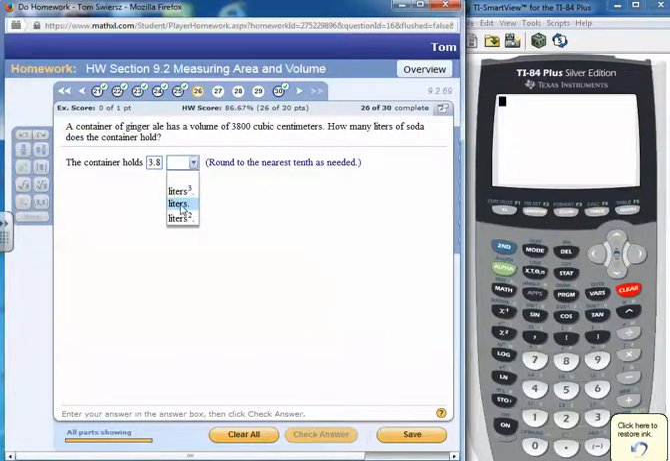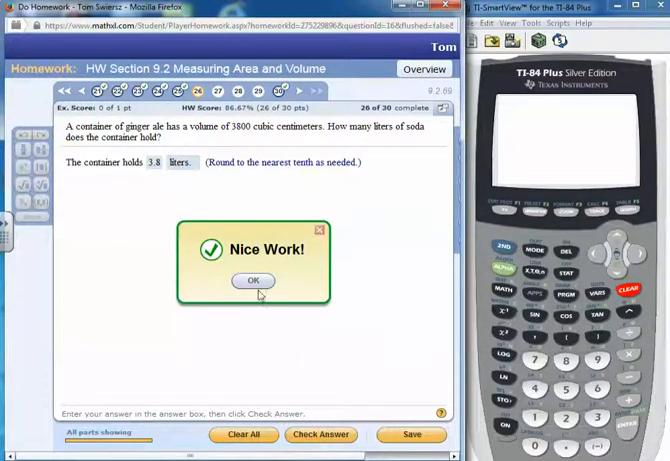All right, again, we converted to liters, which is already a capacity, so you never square or cube liters. The unit is always just liters by itself. You're never going to square it or cube it. Okay?